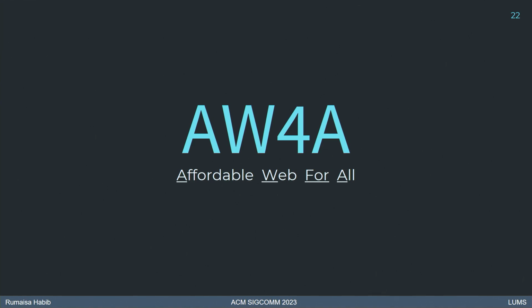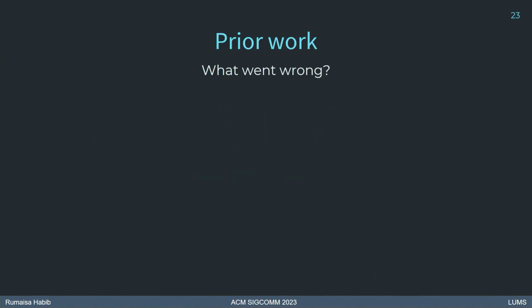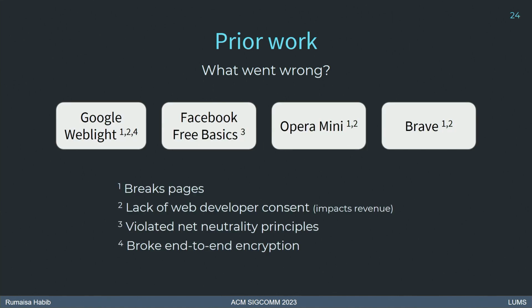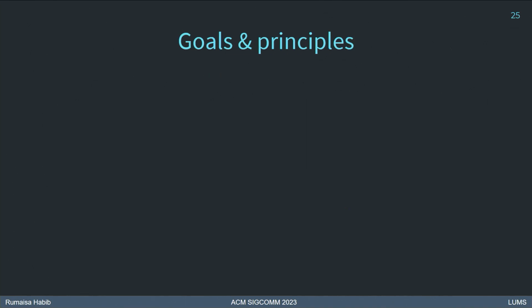But before we get into the details of AW4A, what went wrong with prior work? They suffered from some design flaws, such as the fact that a lot of them broke pages, rendering them completely unusable at times. A bunch of them also lacked web developer consent in a way that impacted their revenue. Facebook Free Basics violated net neutrality principles, and Google Web Live broke end-to-end encryption.